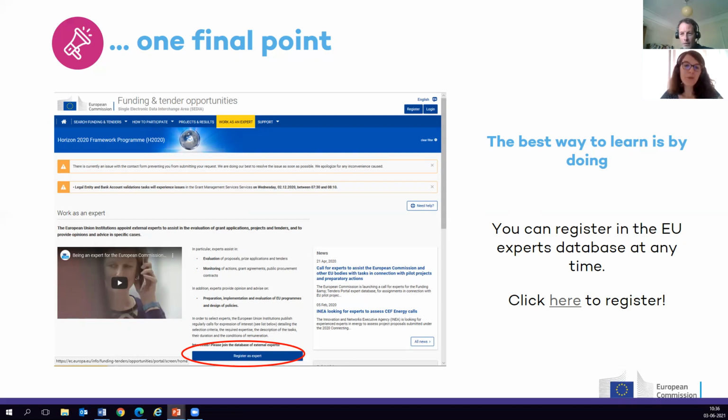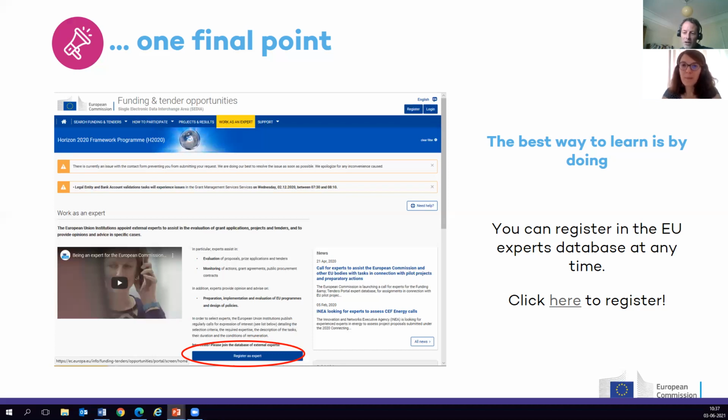And of course, we are looking for all kinds of profiles of experts, but we are also particularly interested in new people that haven't participated yet to register. And we are interested in people coming from the industry and the SMEs to register, because we have a lot of topics that are targeting more industrial-type projects or projects by SMEs. And we like to have the expertise of people from those types of organizations.